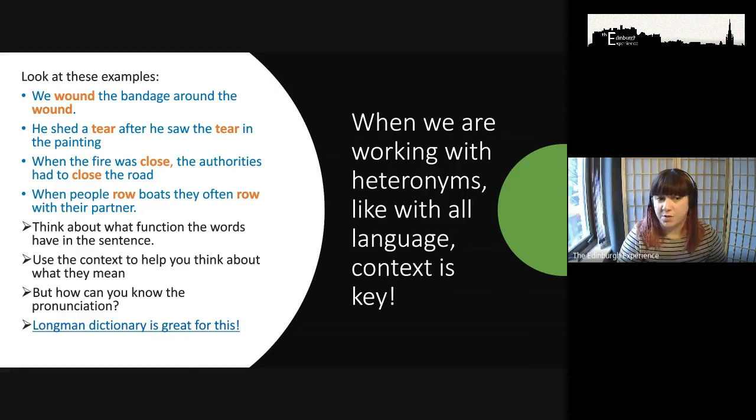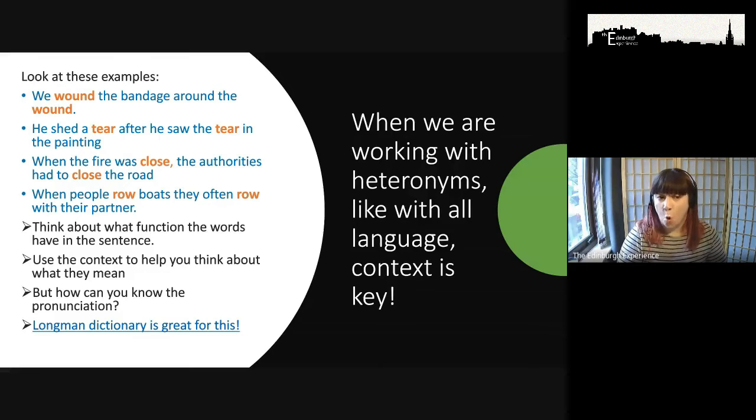When the fire was close, the authorities had to close the road. Okay, so we have an s in the first one and a z in the second one. Yeah. When the fire was close, the authorities had to close the road. And then our last sentence, say that to yourself.